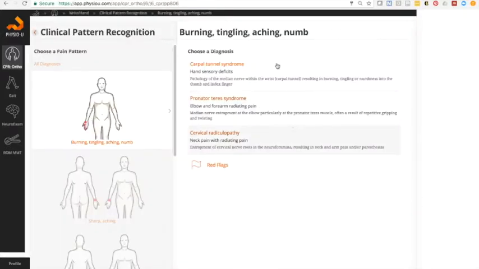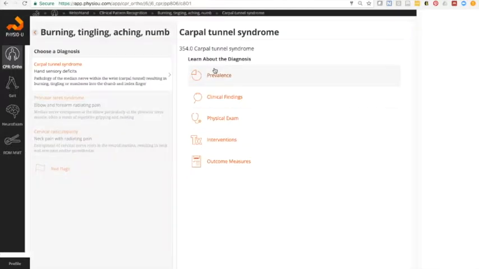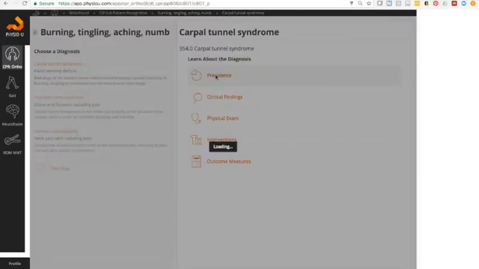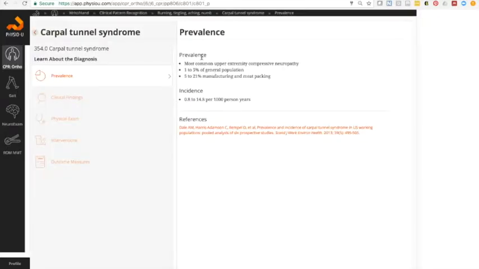When you click on that pain pattern, you'll see that one of the top hypotheses is carpal tunnel syndrome, and some of the other possible hypotheses is pronator teres syndrome and ruling out cervical radiculopathy. So let's just take a look at carpal tunnel syndrome here. When you look at the prevalence data, you can kind of see what kind of group tends to have this type of problem, and it's often people who use their hands a lot, okay?